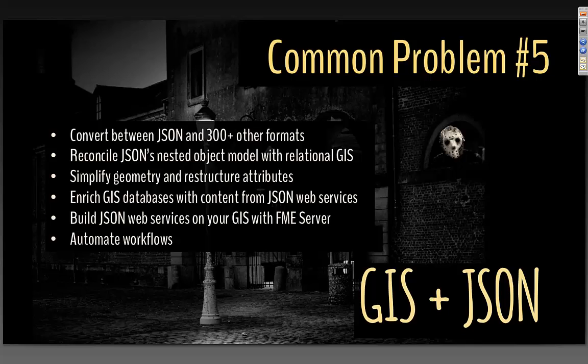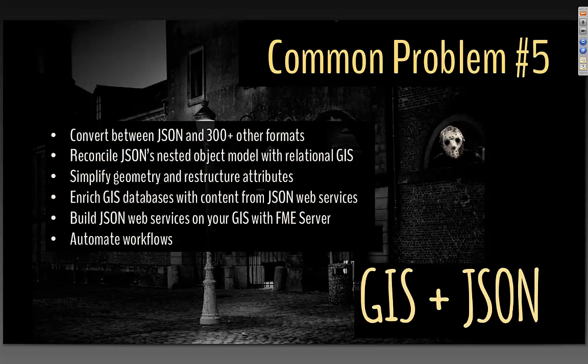And as Don mentioned before, JSON has this nested object model. And so being able to take that apart, as we've seen, explode that list structure, flatten it out, so that we can map it into more of a relational or flat table structure common in GIS. So that's something that we see a lot of. And in the example, I had to simplify the geometry, stroke the arcs, restructure attributes. So that's something that we see quite a bit of.